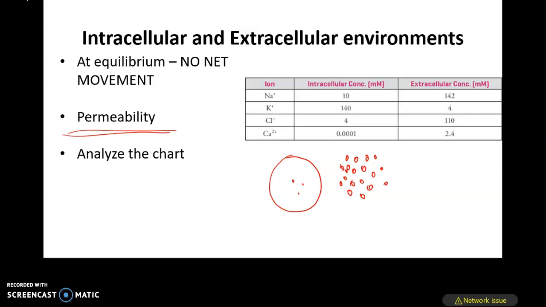So again, you are responsible for knowing the movement of these ions across the membrane. You don't have to remember the numbers, just know which way they will move if the membrane becomes permeable to each of these ions. So you must remember that sodium, chloride, calcium, a lot outside the cell. Potassium is inside the cell.